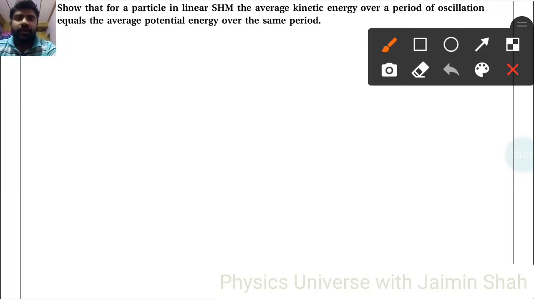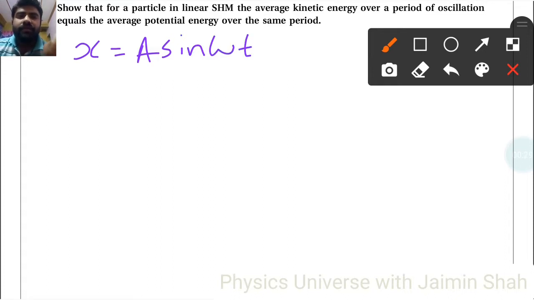Now the question is: show that for a particle in linear SHM, the average kinetic energy over a period of oscillation equals the average potential energy over the same period. So here, first of all, if this is SHM, it has some formula: x is equal to a sin omega t.